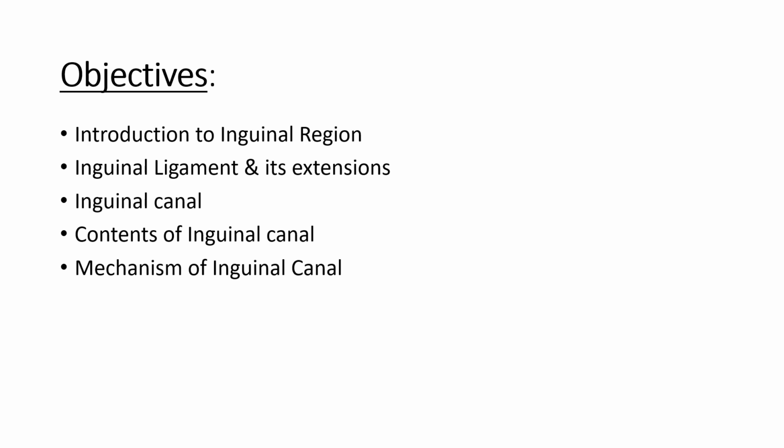So the objectives of our today's lecture: by the end of the lecture you would understand very well what the inguinal region is, where it is located, and the important anatomical structures located in this inguinal region, including the inguinal ligament, its attachments and extensions. Then the inguinal canal, that is a very important topic from an examination point of view. Its boundaries and its contents will be discussed with you in detail as well.